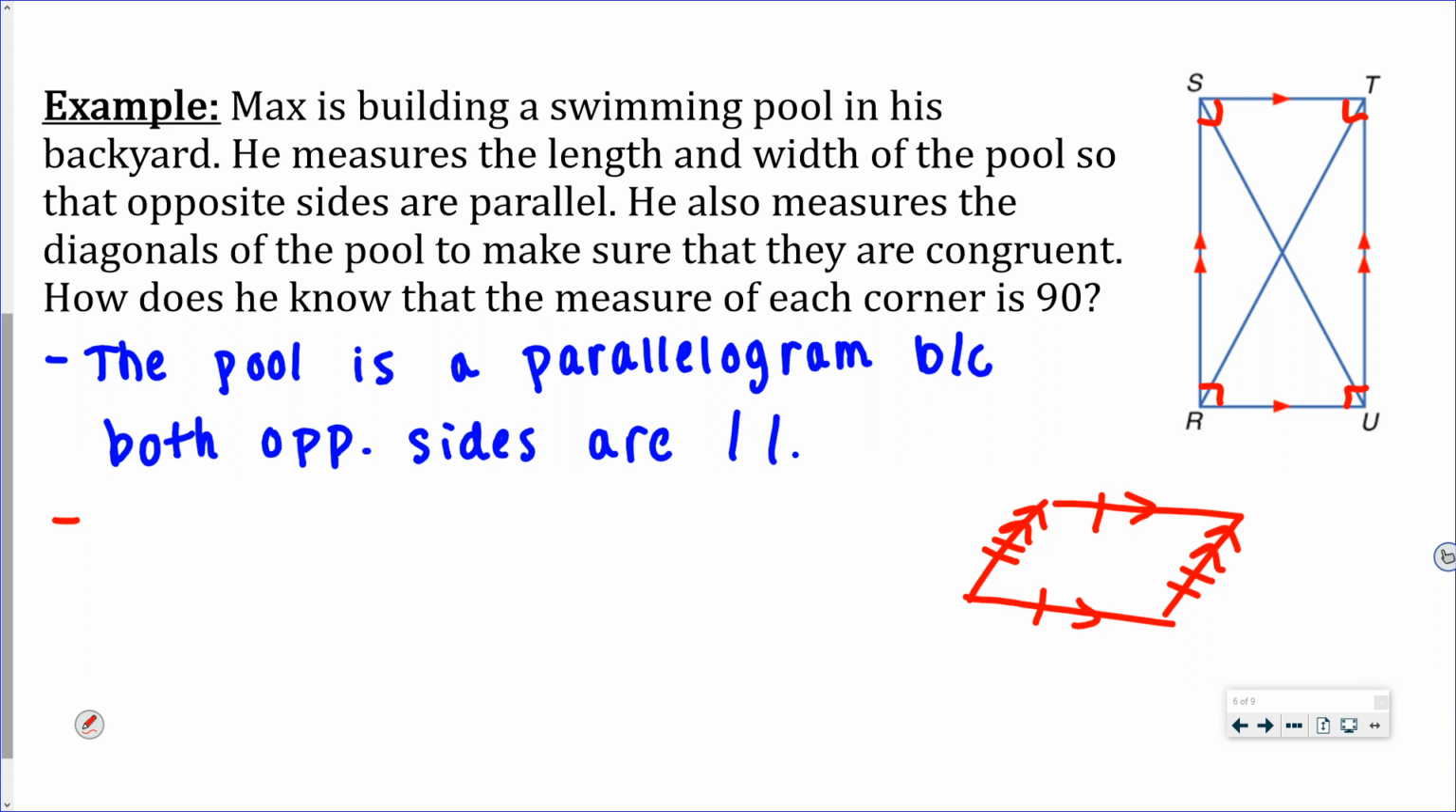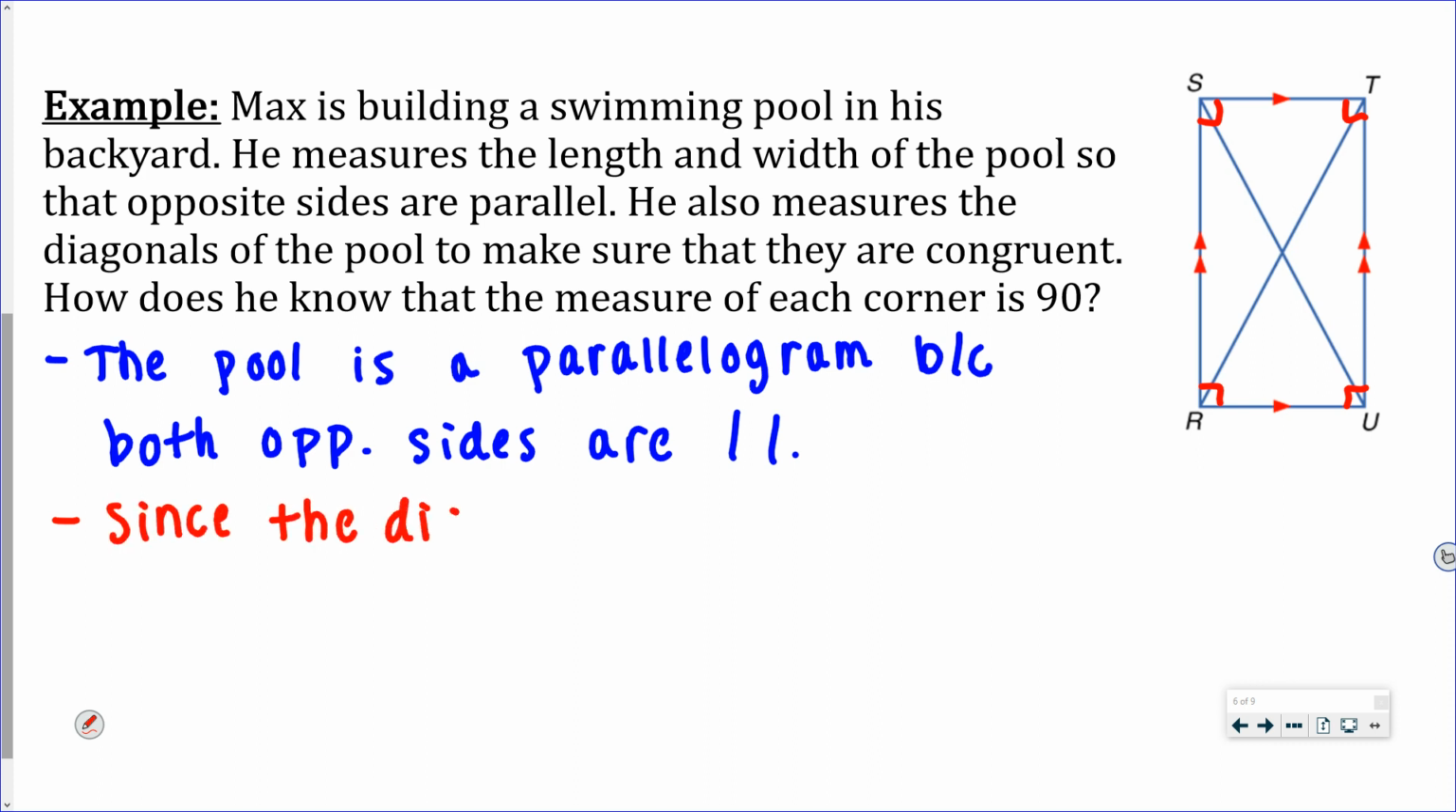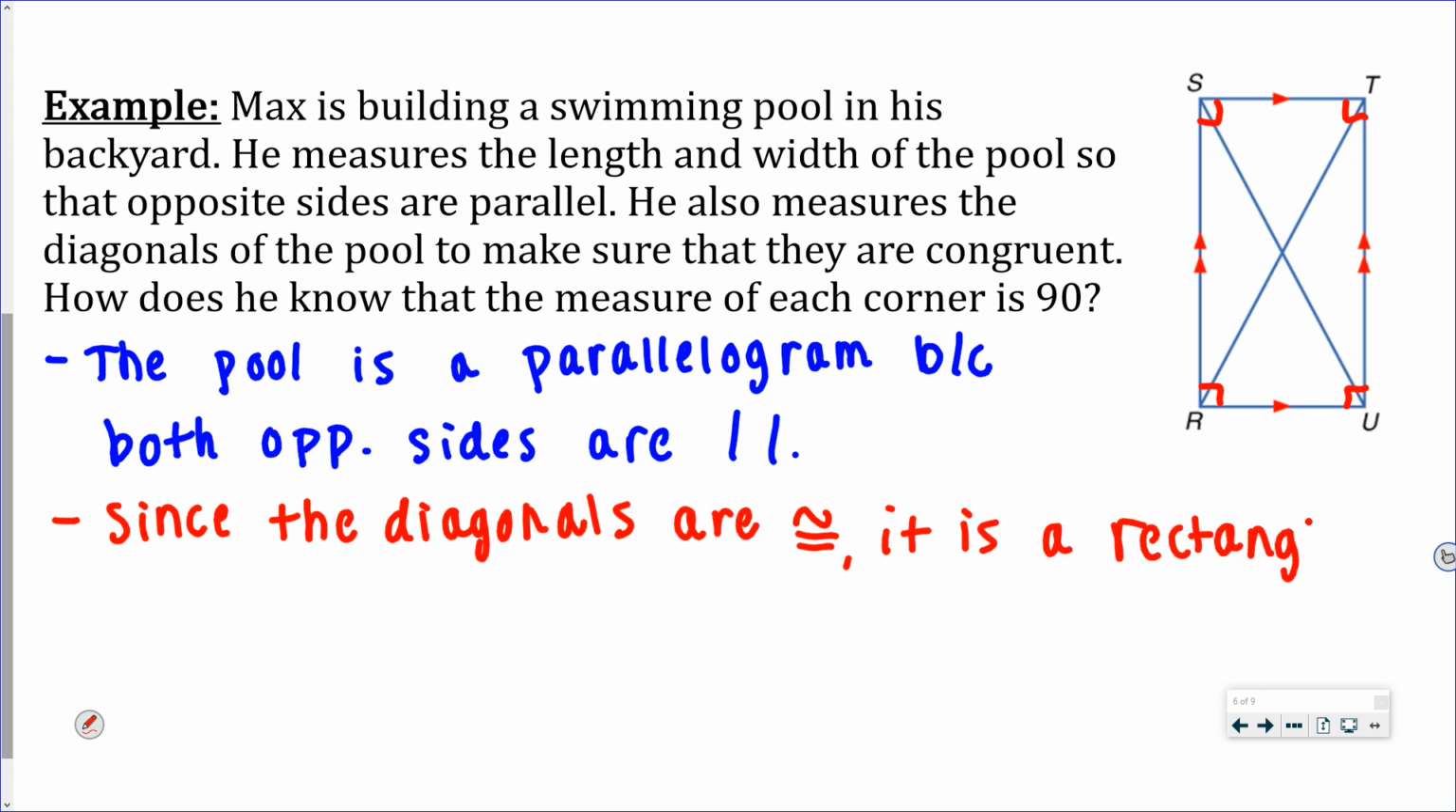Jessa? Diagonals are congruent. The diagonals are congruent, which makes it what? A rectangle! Nice! Since the diagonals are congruent, good job, Jessa. It is a rectangle. And since it's a rectangle, all angles are 90 degrees. That felt like a little mini proof. Okay, I like that. Good thinking problem.